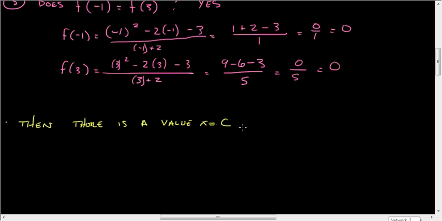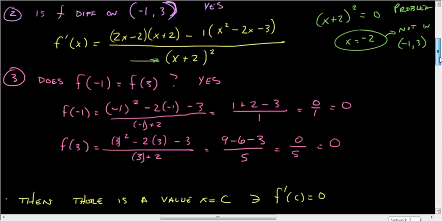Such that, and that little sign just means such that, okay, such that f prime of c is equal to 0. All right, well, we already found the derivative, so we set the derivative equal to 0, and we find all values that make it true. There's our derivative. Now that we have that, we can just copy it.